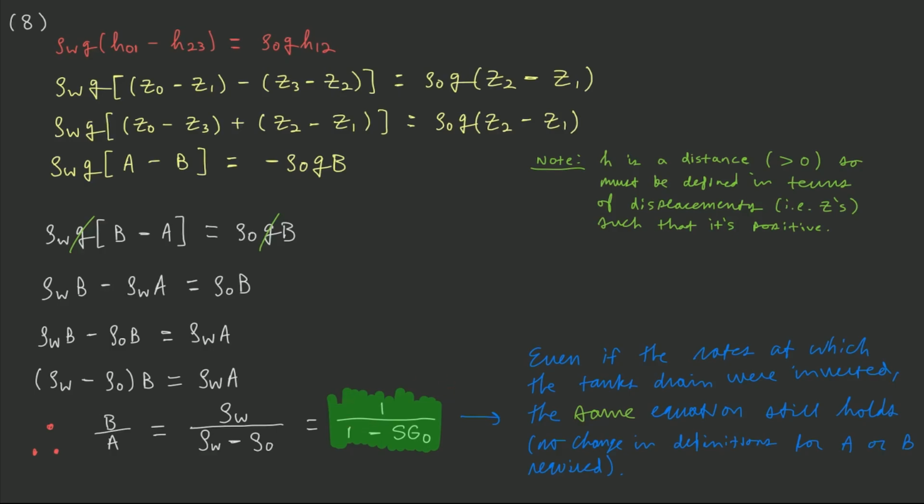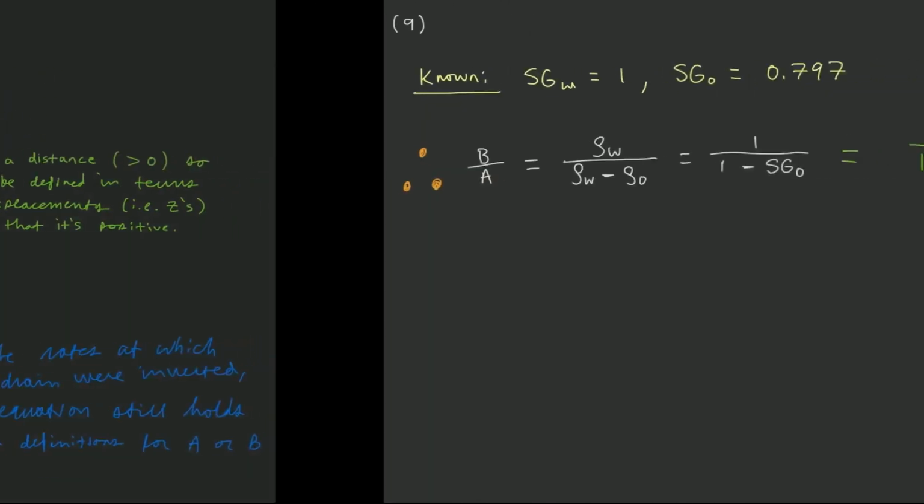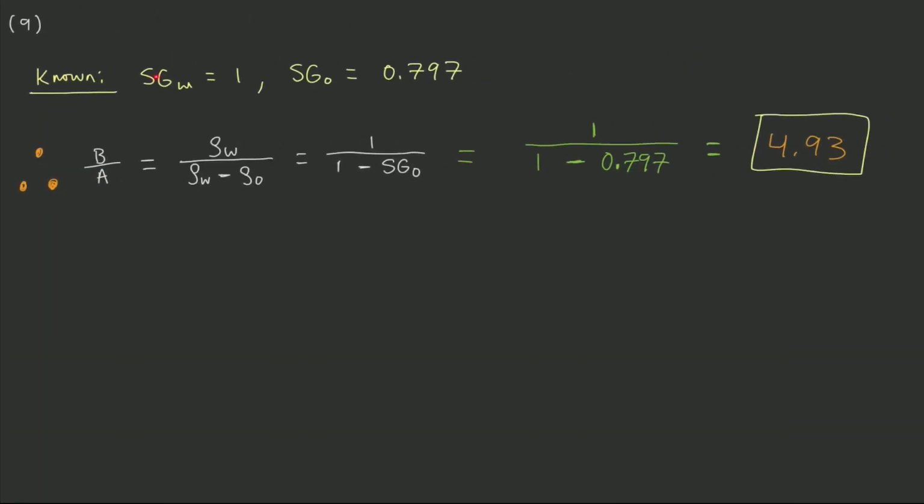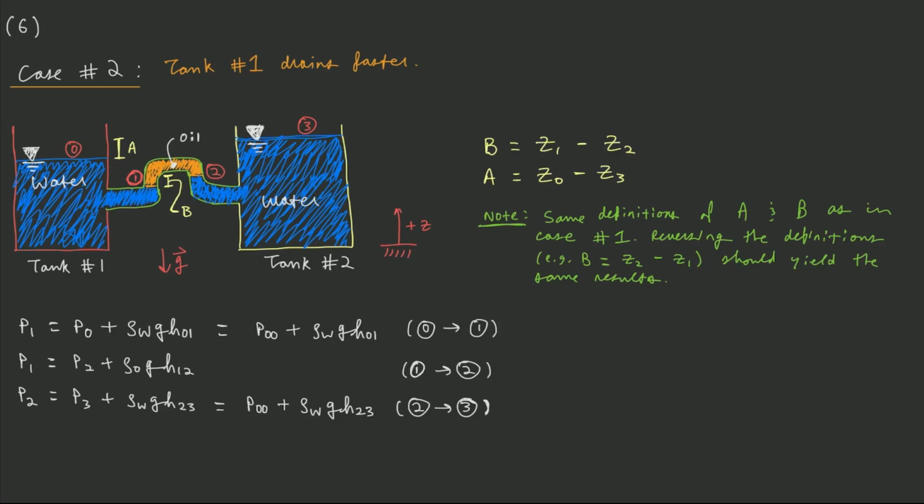And now that we know that, we can plug in our knowns and determine what the amplification factor actually is. And we do that on this last slide here. Knowing that SGW is 1 and SGO is 0.797, plugging that into the equation that we got, we see that the amplification factor is 4.93. So for example, if tank number 2 is a 1-inch higher fill than tank number 1, that might be kind of hard to measure. But that 1-inch difference in tank level corresponds to a 4.93-inch difference in manometer deflection. So when A is 1 inch, B is 4.93 inches.